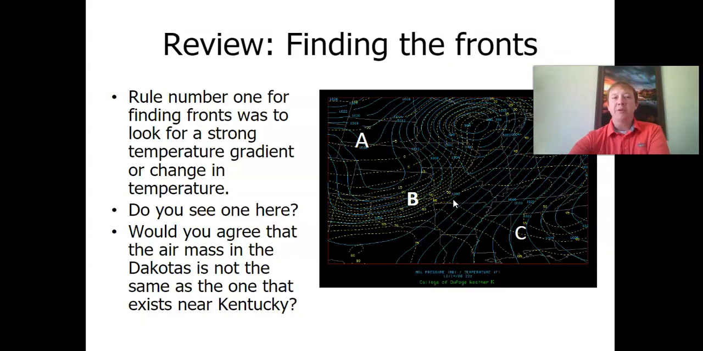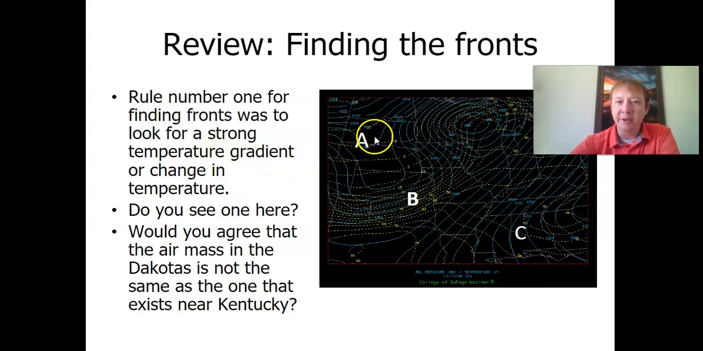Okay. So when we're finding fronts, there are a couple of things. One of the key things to look for is a strong temperature gradient. Right. So we're looking at a weather map here. You can see Minnesota is top center here. The yellow lines indicate temperature, whereas the blue lines indicate what we call pressure. So we're looking at that temperature gradient, where it's a sudden change in temperature.